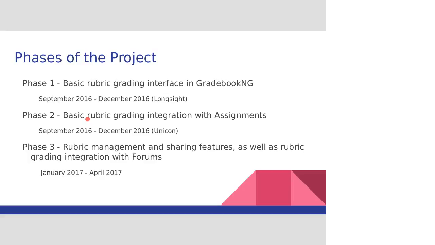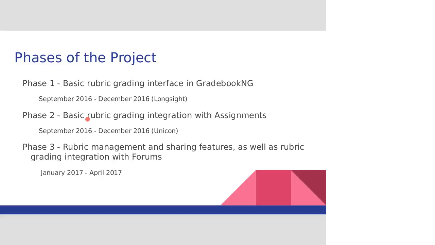So that was great news that Unicon was available to do that work, and that we had an institution that was willing to fund some of that work to happen a little bit quicker. And then phase 3 deals with rubric management and sharing, so that it's possible to share rubrics among instructors at the same institution, or maybe make them public templates so that other instructors can copy them into their courses, or maybe distribute rubrics for a particular program or department. So we wanted to build some of that functionality in, and that would happen in phase 3.